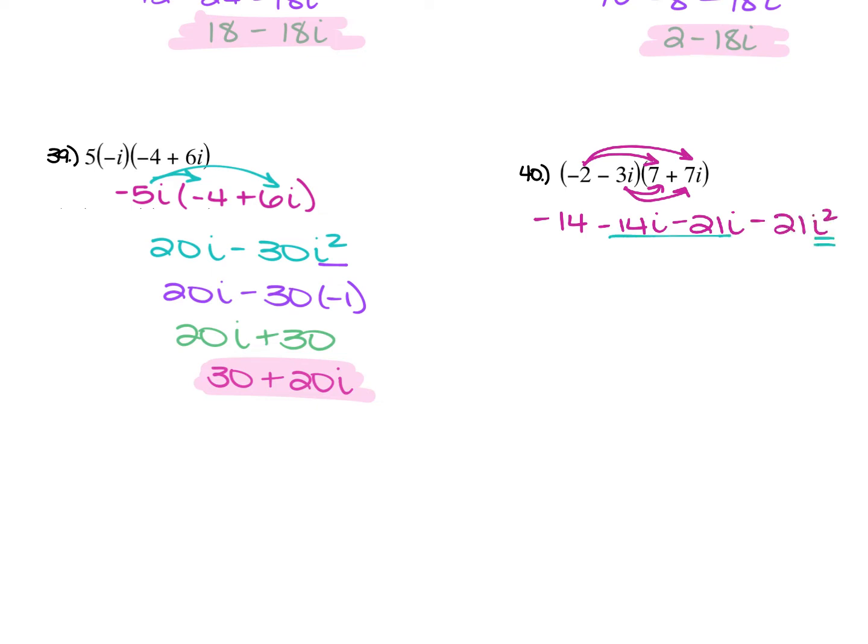Combine your like terms, simplify that i squared. The negative 14i minus 21i gives you negative 35i. So that's negative 14 minus 35i minus 21 times negative 1. This turns into positive 21, so negative 14 plus 21 is 7. So 7 minus 35i would be your answer.